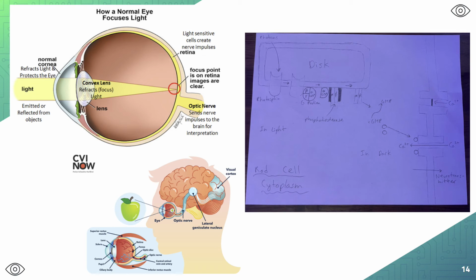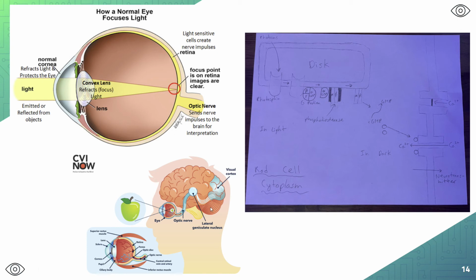From the lens, the light passes through the vitreous humor, and from the vitreous humor, the light reaches the retina, which is a nerve layer that is sensitive to light and lines the back of the eye. The signals received are then carried by the optic nerve to the visual cortex of the brain.